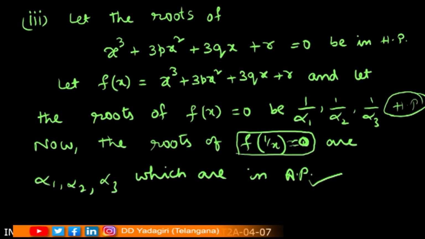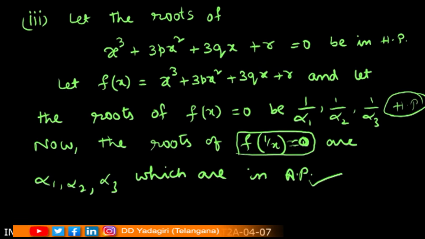Did you understand? If we can find the condition that these roots which are in AP, we have to show that some relation. When does that relation hold? That relation holds when the roots of this are in HP. If the roots of the equation are in HP, then the roots of f of 1 by x is equal to 0 would be in AP.